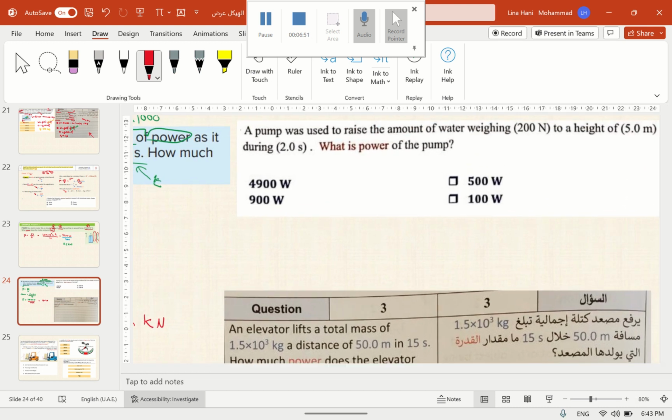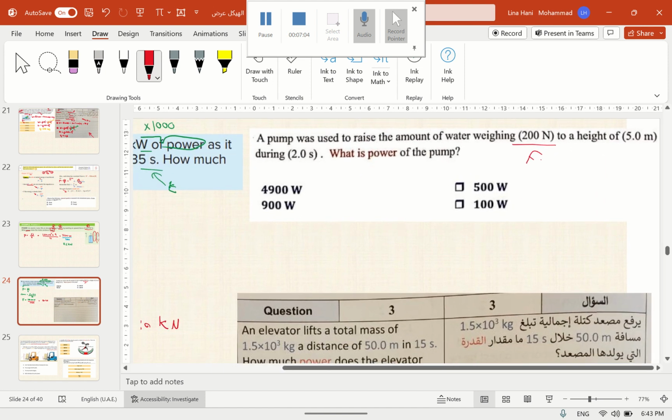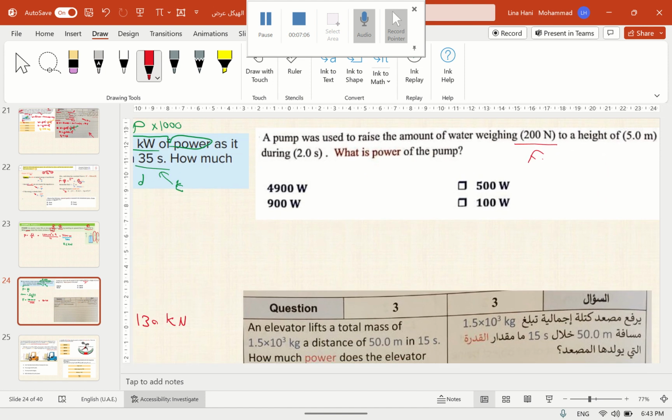A pump was used to raise an amount of water weighing 200 newtons. So this is the force applied. If I want to lift something up, I need to apply a force equal to its weight. So this is the force the pump needs to raise this weight of water to a height of 5 meters. So this is the distance that we raise the water in during 2 seconds. So this is the time. What is the power of the pump?